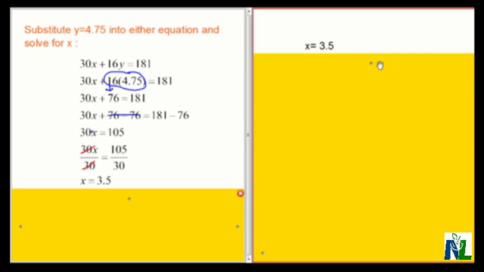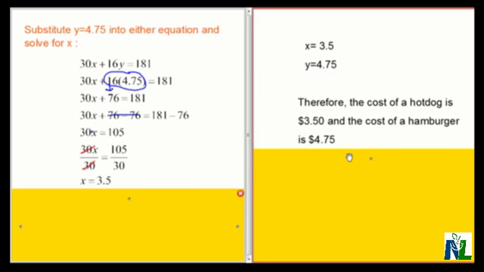So I have x equals 3.5, and y equals 4.75. Therefore, the cost of a hot dog is $3.50, and the cost of a hamburger is $4.75.